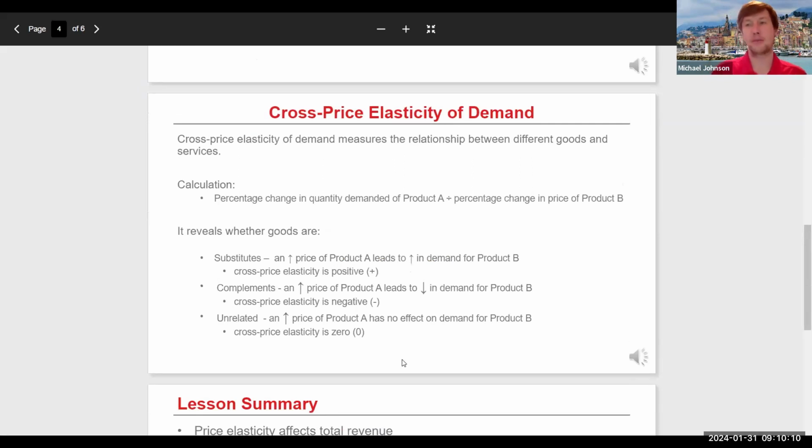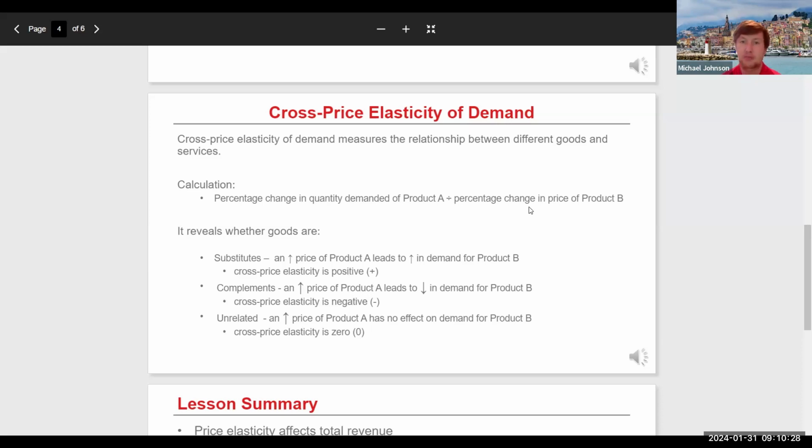So alcohol would be inelastic, yeah. So, cross price elasticity of demand. Cross price elasticity of demand measures the relationship between different goods and services. Calculation: percentage change in quantity demanded of product A divided by percentage change in price of product B. It reveals whether goods are substitutes.